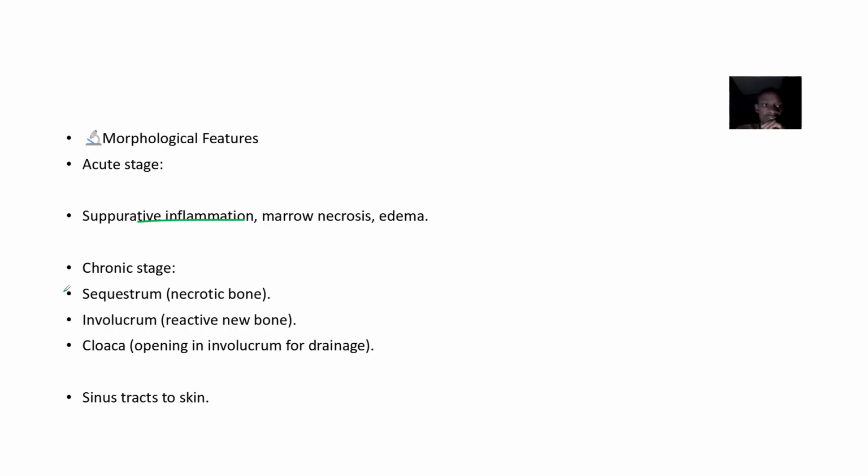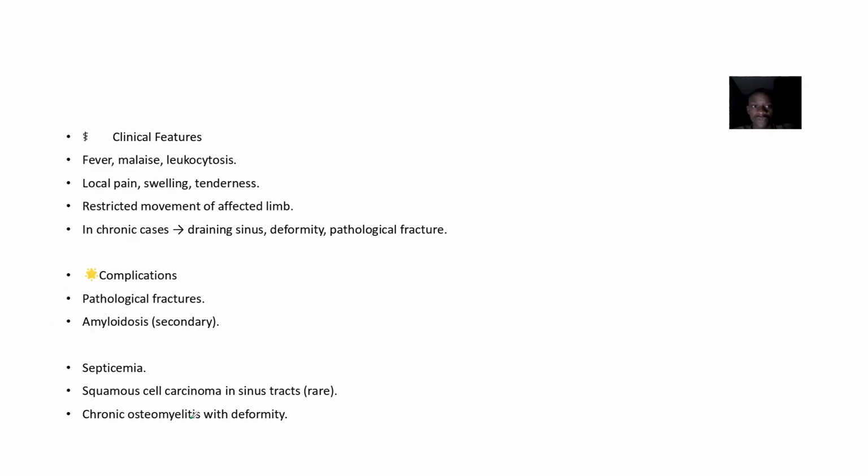Okay, so chronic phase, this is where you can actually outrightly see a bone that is kind of dying off. Okay, there you see new bone being formed around it. That's what is known as what? Sequestrum and involucrum. Then sinus tracts could actually form from the skin. You have a tract from the bone right to the skin. Okay, so that pus will be coming out.